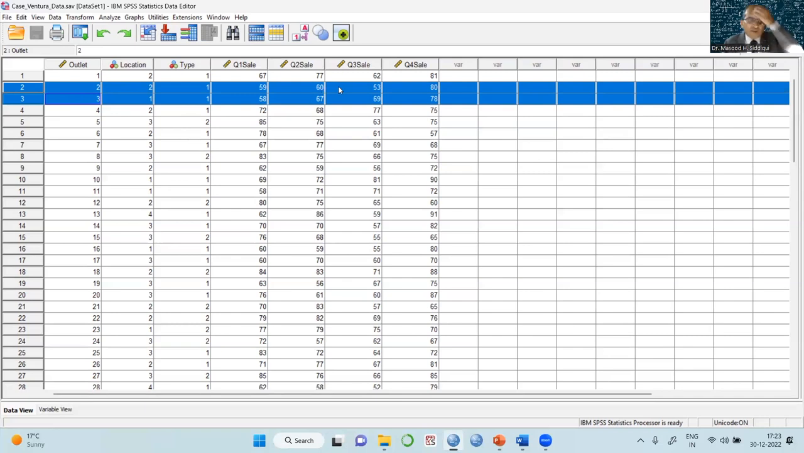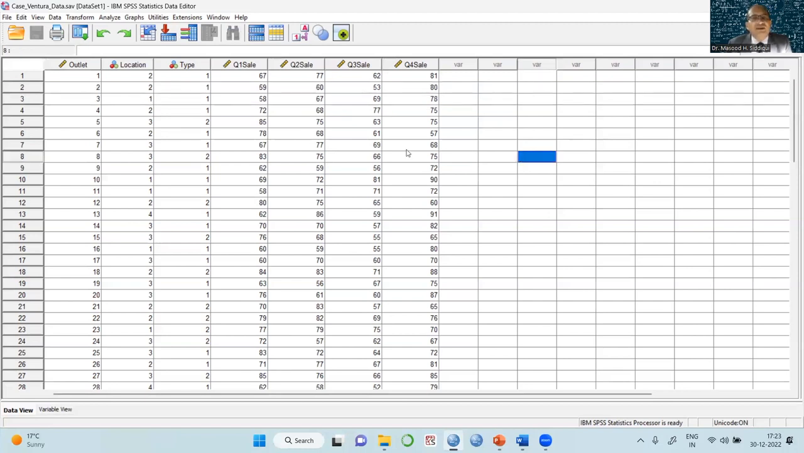And if we look at any sale, suppose we are looking at Q3 sale, one value is 53 and another value is 69. If we think about this variation, we say that this variation is because of the different locations or different regions. So this is known as between group or between region variation. Okay, this is one cause.